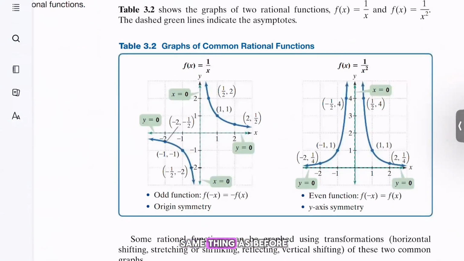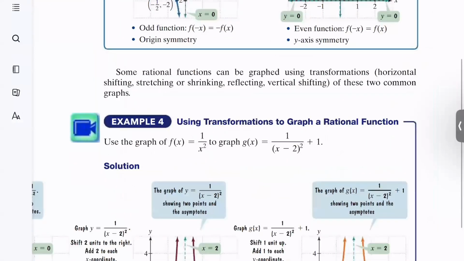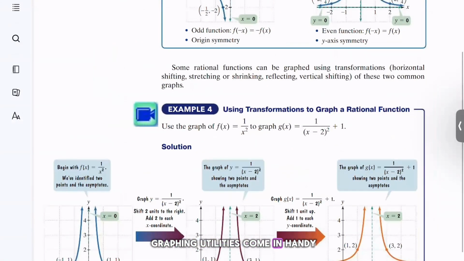Transformations, it's the same thing as before. You would just take the common parent function. So the parent function will be 1 over x, and then the other one is 1 over x squared. So those are what the parent functions look like. And then they tell you if it's an odd or even function. If it's an odd function, the symmetry is about the origin. And if it's an even function, the symmetry is over the y-axis. Again, this is where graphing utilities come in handy.